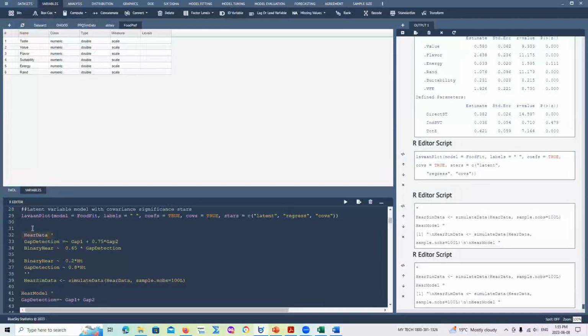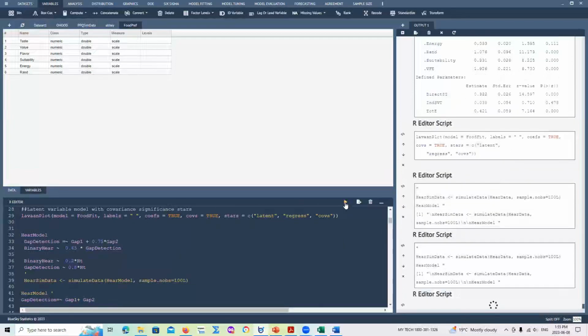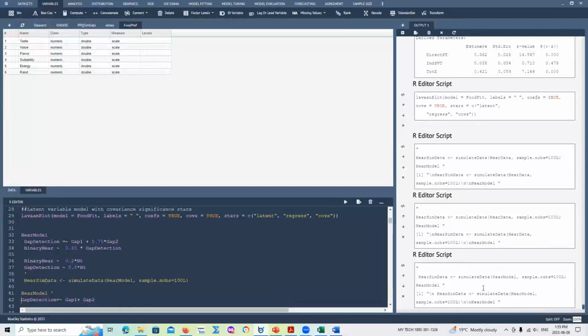Yeah, \n means something. That's what happens when you copy from Excel. Let me see here, model. Sorry. This one is no longer complaining. Here, sim data. But I copied it from down there, so it shouldn't be a problem.